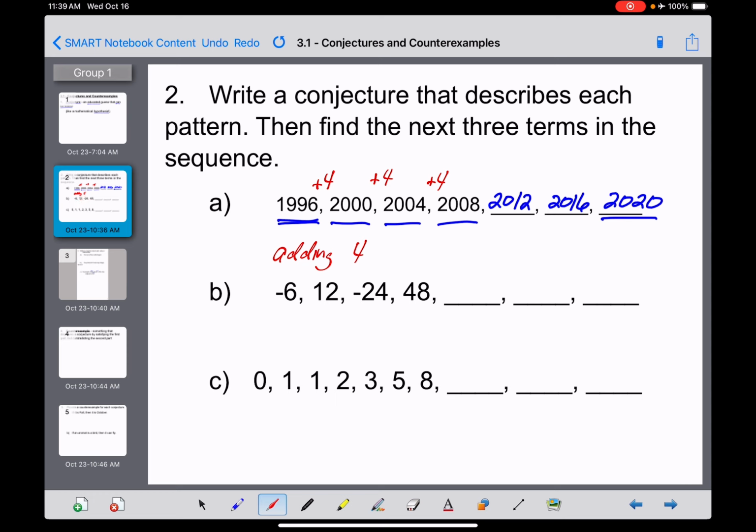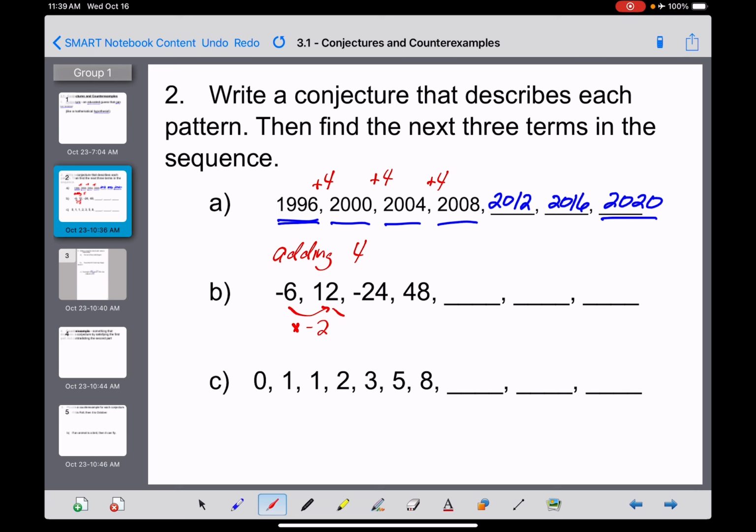What we might want to look for instead then is a multiplication pattern. How would we get from -6 to +12? We could multiply that by -2. The negative would change the sign, and doubling the 6 would get us 12.